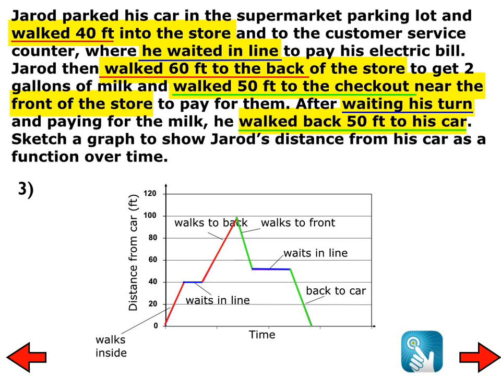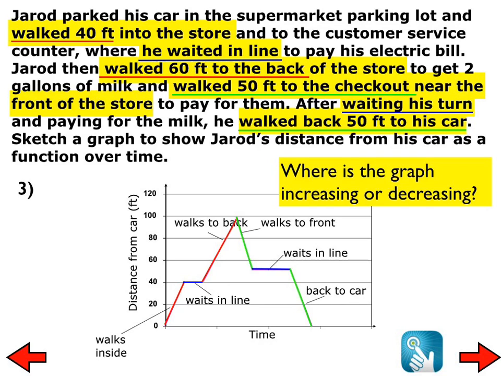And it does say in number 4 to sketch a graph, so it doesn't have to be perfect, but the shape of it should look very similar to what it is actually supposed to look like. So here is number 4. And by the way, I'm asking whether the graph is increasing or decreasing. I think that's fairly obvious at this point.